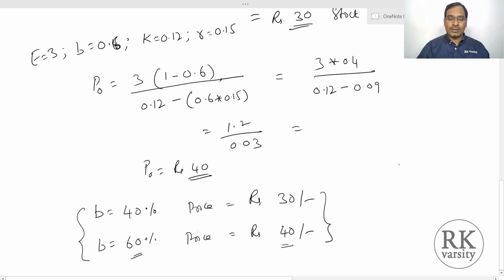This is because your rate, that is return on investment, is 15%, and your K is 12%. So as your return on investment is higher, if you retain more, the market price of the stock will increase. And if your return on investment is less than cost of capital or cost of equity, then your market price will decrease. So this is another theory related to the relevance of dividend decisions.